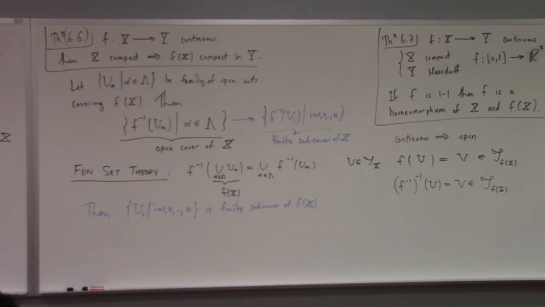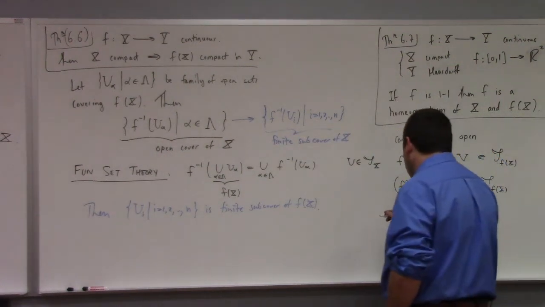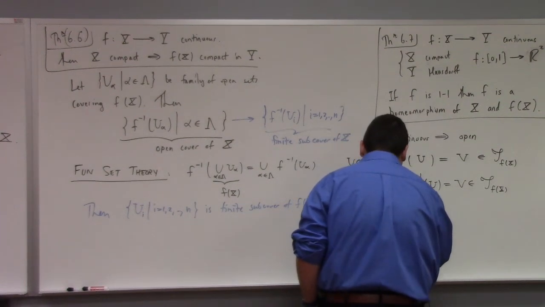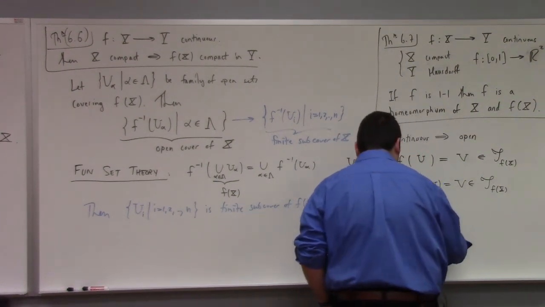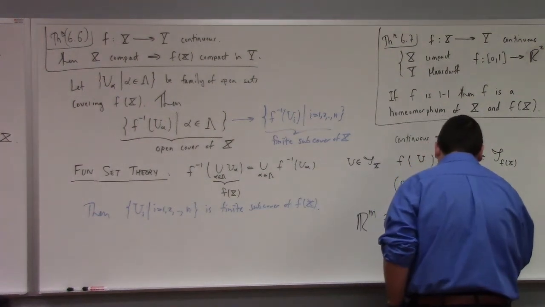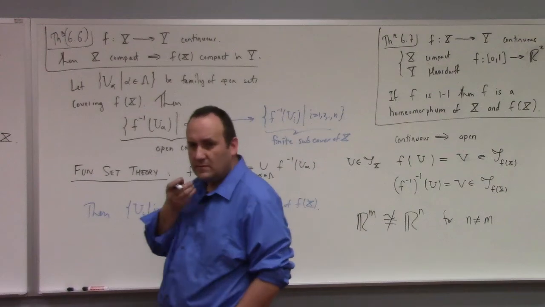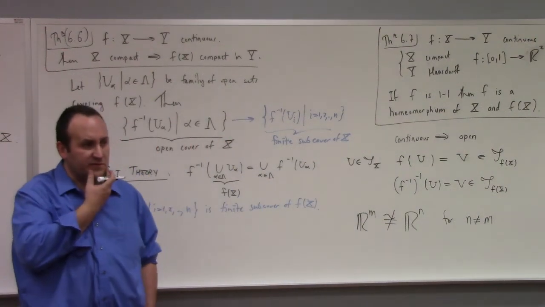All right, we'll talk about space-filling curves another day. But King is right. Something I have not proved in here, but which can be proved, is that Rm is not homeomorphic to Rn for n not equal to m, at least not with respect to the usual Euclidean topology for sure.